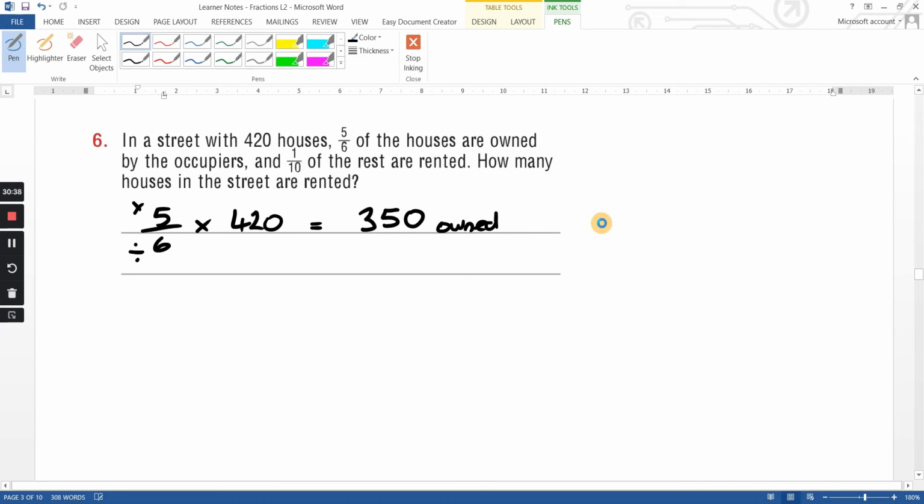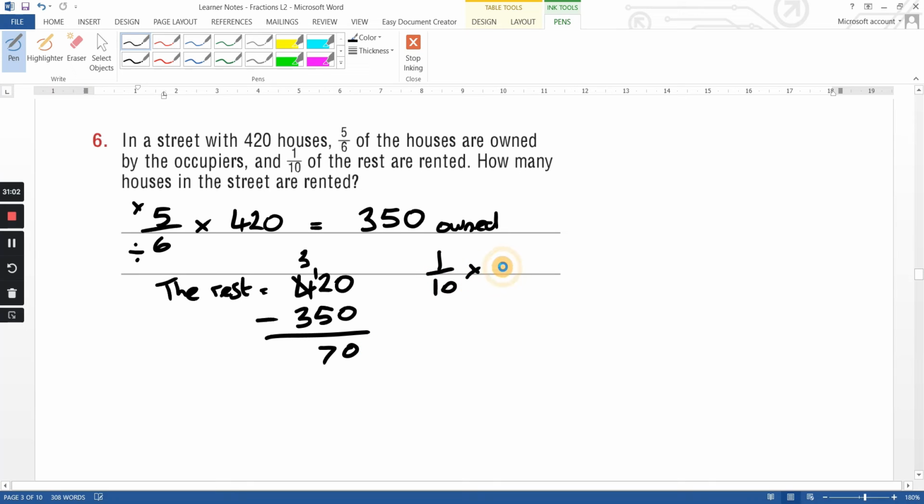So that's 350 owned by occupiers. 1/10 of the rest. So again, I need the rest. That's going to be, let's take them away, 420 minus 350. That's going to be 70. Right, so 70 houses are the rest. So I need 1/10 of that. So 1/10 of 70. Or you just divide by 10, don't you? Which is 7. So 7 houses are rented. Yep, that's your answer for that one.